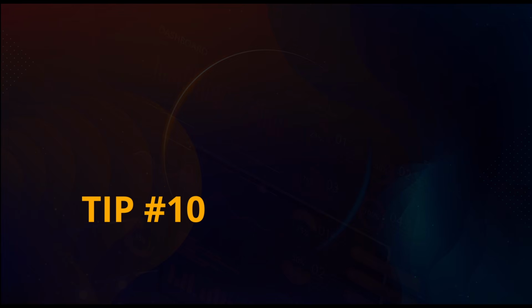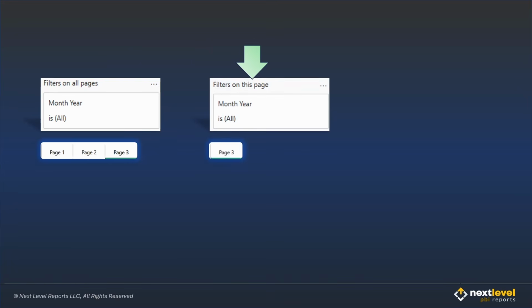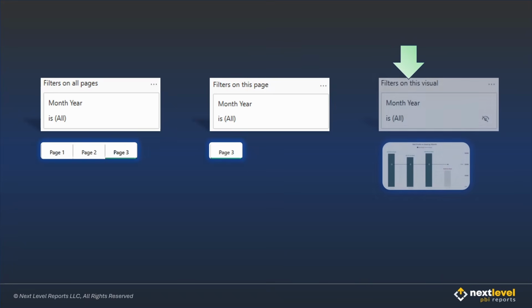Tip number 10, use the right filter type. Use filters on all pages when you want a selection to follow the user across the entire report. Use filters on this page when the page is its own dedicated view, with its own specific report and bookmark views within it. Now, filters on this visual should usually have all of the filters hidden from the users.